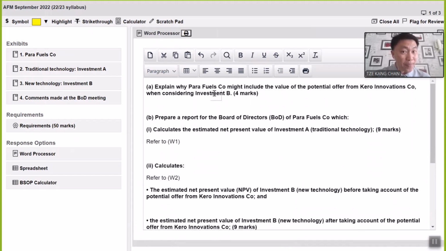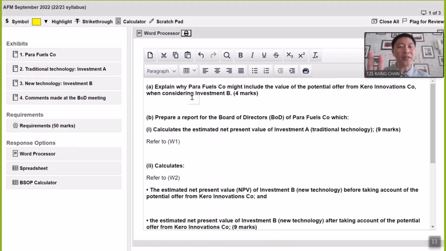Looking at the requirement on part A, it asks the reason why we may have to include the value of the offer from this company, Kiro, when considering investment B. You may want to read up on what exactly the offer from Kiro is. Before watching the video, give the entire questions a try, because in this topic explainer we will be touching on selected parts of the section pertaining to the computational element of valuing the option.